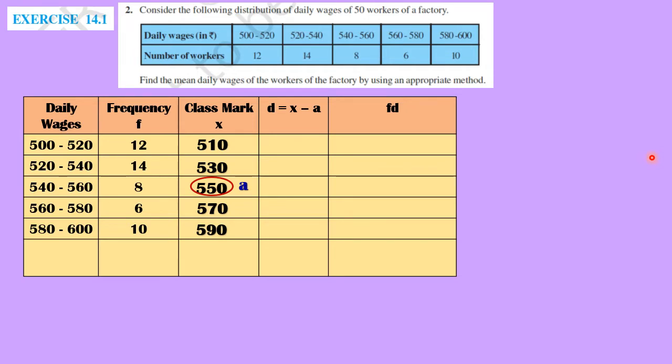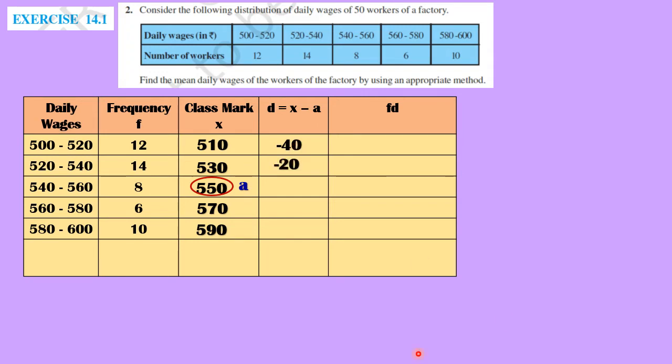Next, we need to find D equal to X minus A. So for each class mark, the difference, that is 510 minus 550, 530 minus 550, then 550 minus 550, 570 minus 550, 590 minus 550. The difference of each class mark with the assumed mean we have to find. So let us write. 510 minus 550 equal to minus 40.